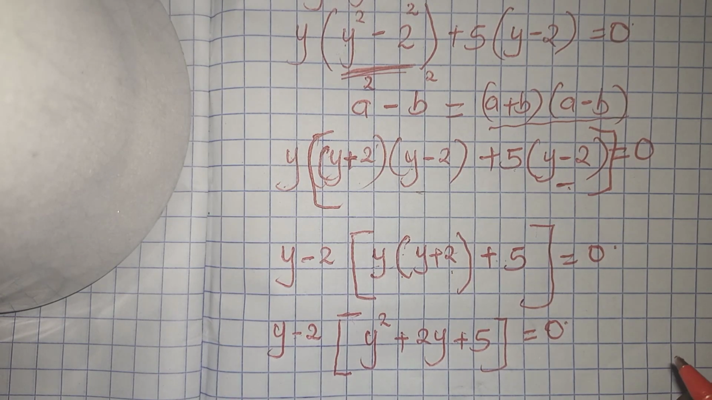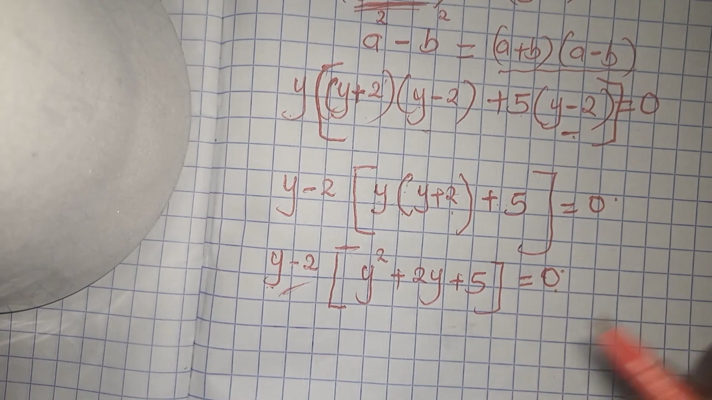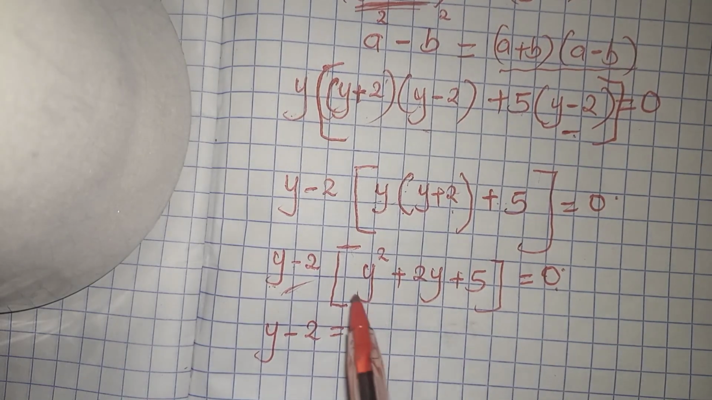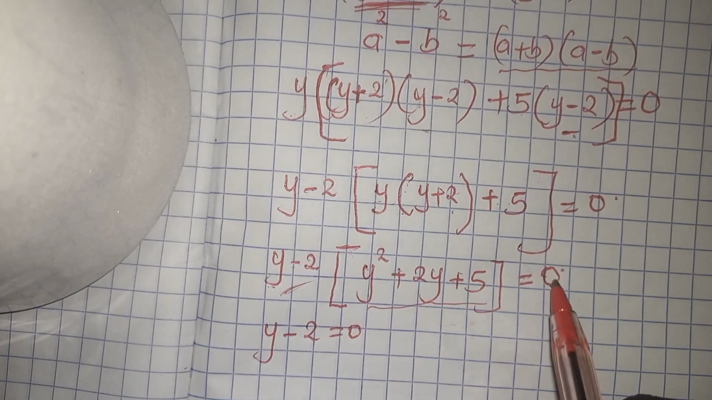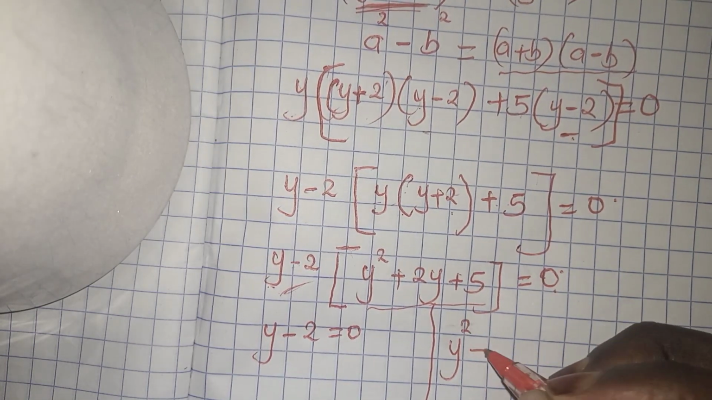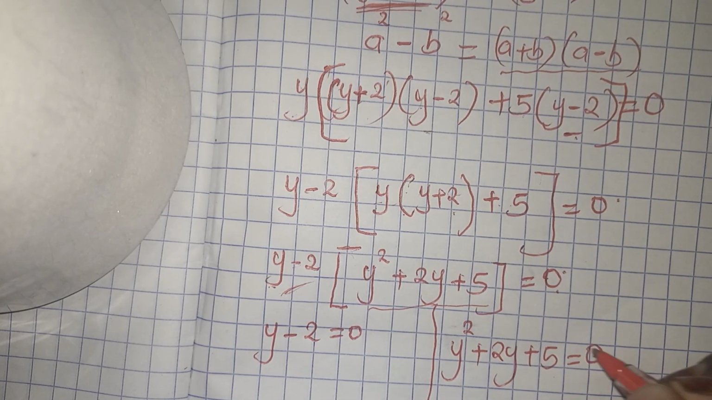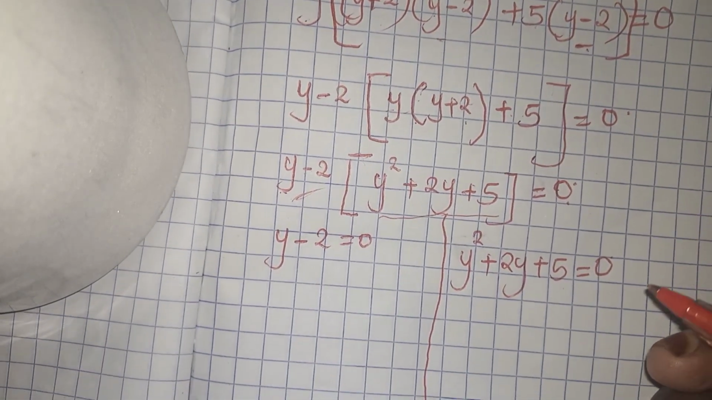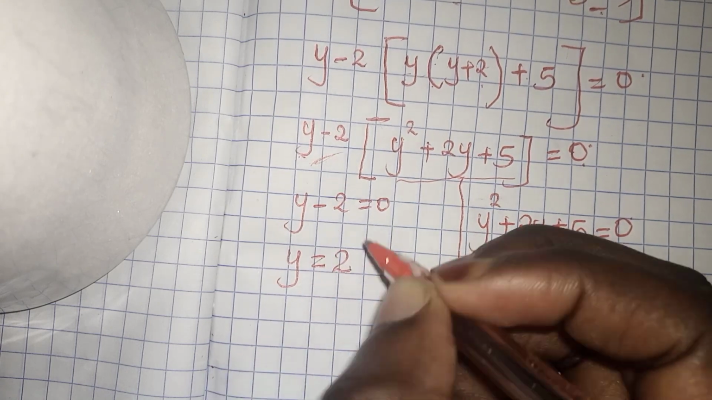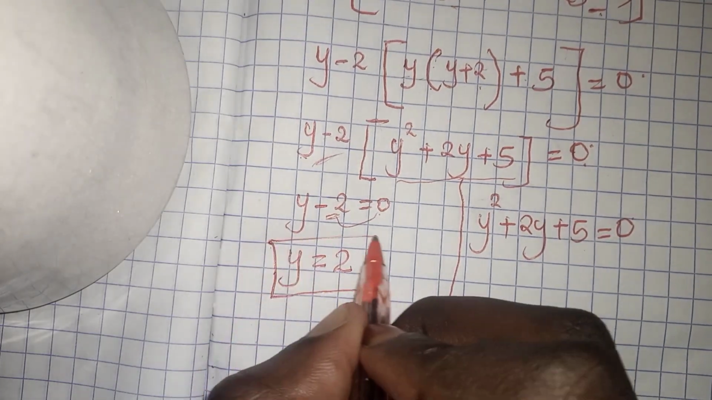We now have two solutions. y minus 2 is equal to 0, we are equating it with 0. We are going to equate what is in the bracket with 0 as well. So let us equate it. So this will be y squared plus 2y plus 5 is equal to 0. So we have two solutions. Our first solution, y is equal to 2. Bringing this 2 to the other side, it becomes positive. So this is the first value of y.